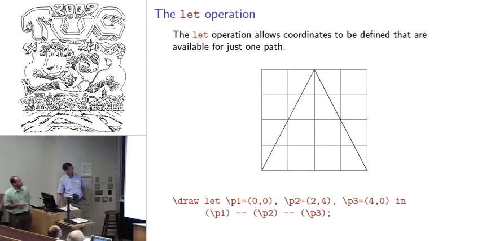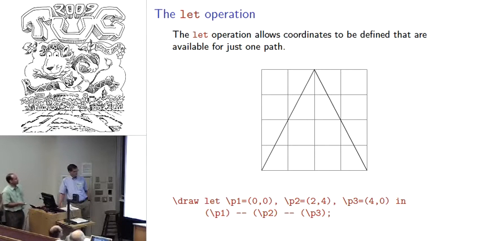We also have a path operation called let, and at first glance this seems not terribly useful, but what let allows us to do is to define a coordinate that's used for just one path. So it's kind of a temporary, throwaway coordinate. What we're going to do is draw on this path where we let P1 be this point, P2 be this point, P3, and so on. Now the P's in this case are actually required. The naming 1, 2, and 3, we could use anything there, but the macro that we use to define these points has to begin with a P. And then we can use them just as we would a coordinate.